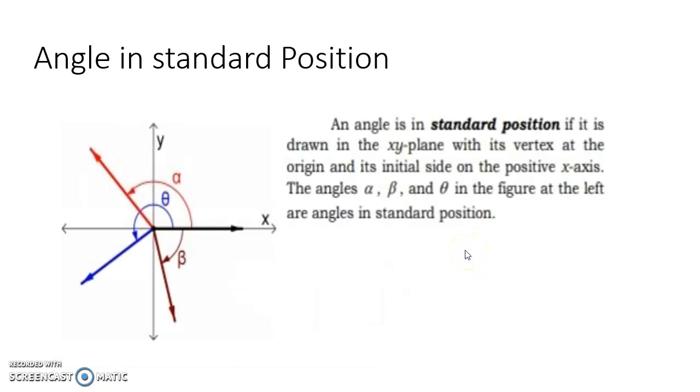An angle is in standard position if it is drawn in the xy plane with its vertex at the origin and its initial side on the positive x-axis. So the angles alpha, beta, and theta in the figure at the left are angles in standard position.